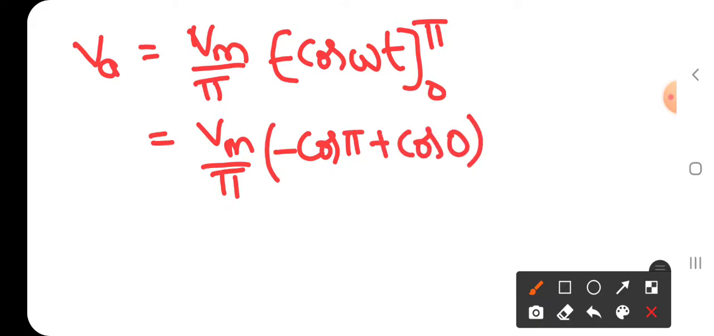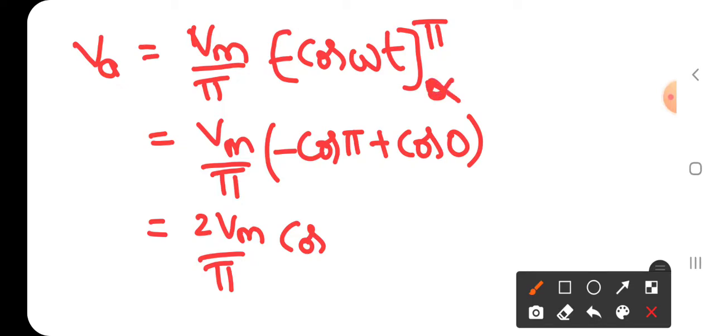Cos pi is minus 1. Minus into minus is plus. So I can write this as 2 Vm by pi into cos alpha. Sorry, this is alpha to pi plus alpha, so this will be cos of pi plus alpha. Let me write again.